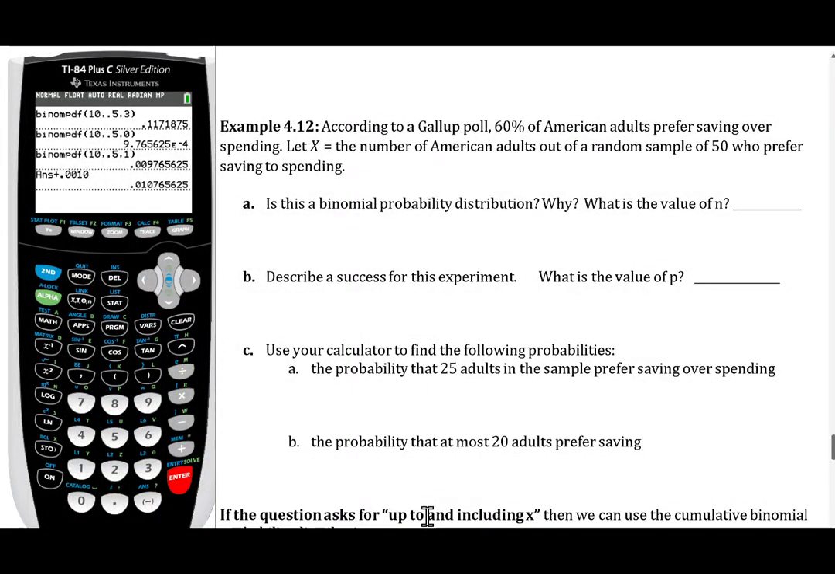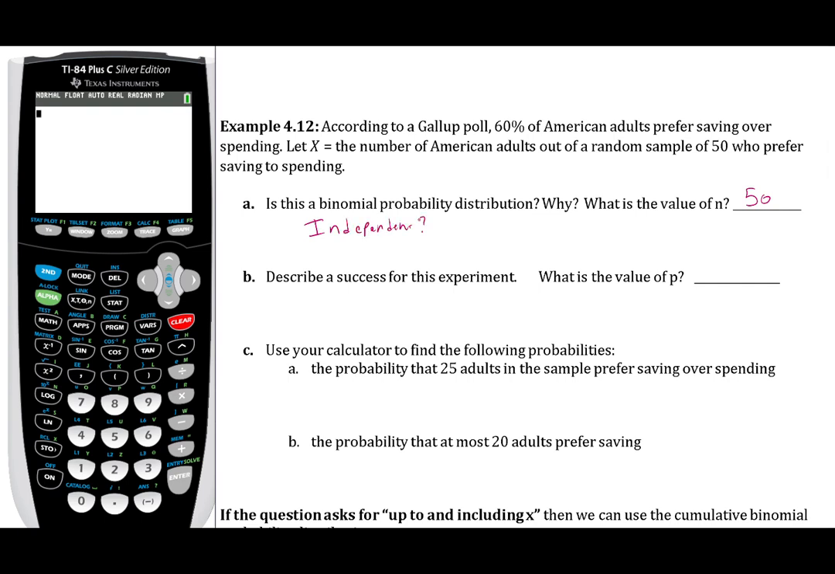According to a Gallup poll, 60% of American adults prefer saving over spending. Let X equal the number of American adults out of a random sample of 50 who prefer saving to spending. So is this a binomial experiment? Can we apply the binomial probability distribution to it? Do we have a fixed number of trials? Yes. What is that fixed number of trials? 50.